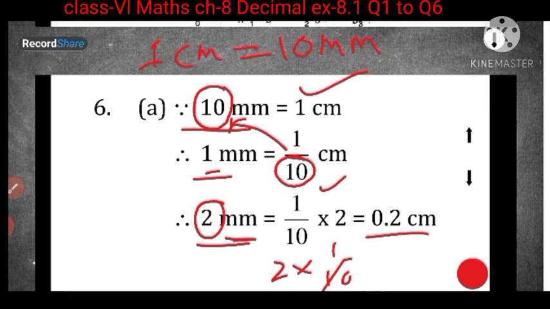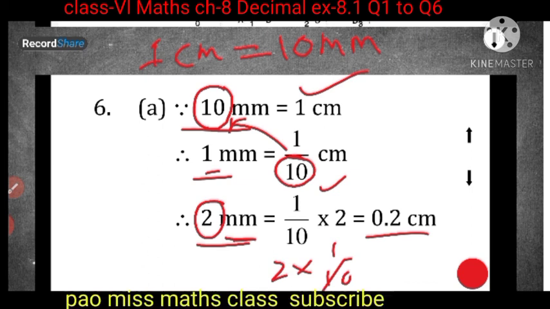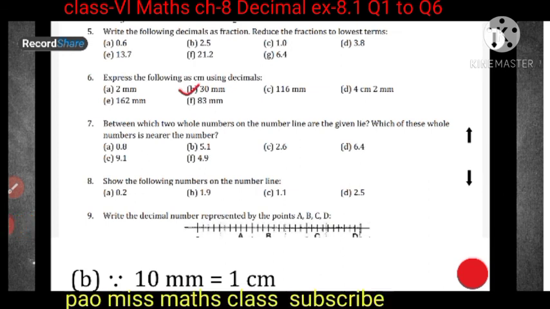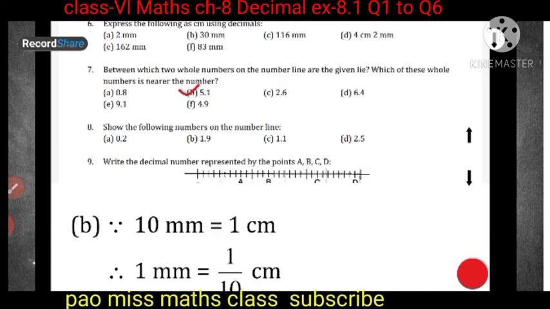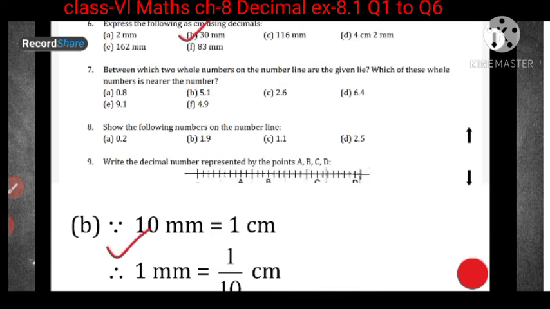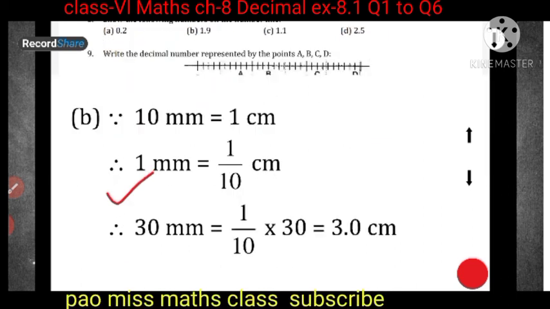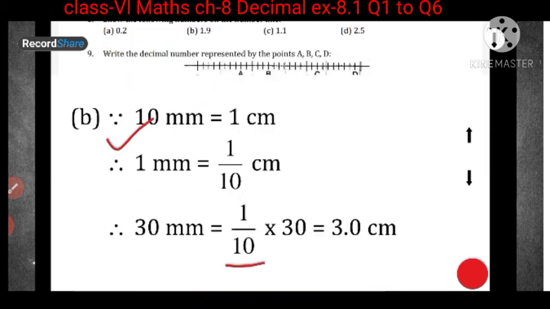When we solve more questions, you will understand more, isn't it? So come to the next question. What is the next question? The next question is given 30 millimeter. We have to convert this into centimeter. So we know 10 millimeter is equal to 1 centimeter. So 1 millimeter is equal to how much? 1 upon 10 centimeter. Now what will you do? You will multiply 1 upon 10 with 30, because 30 is given.